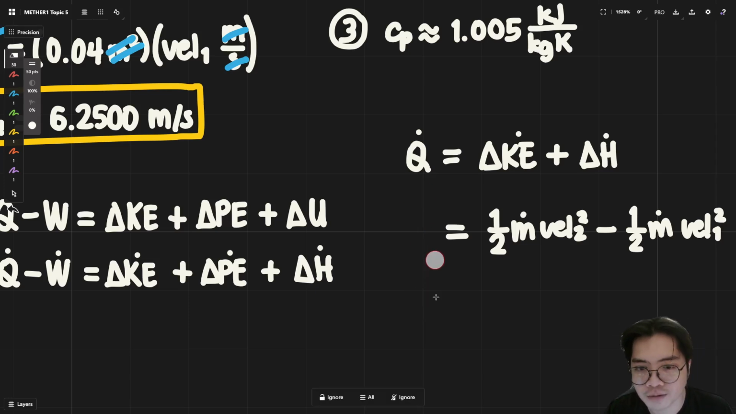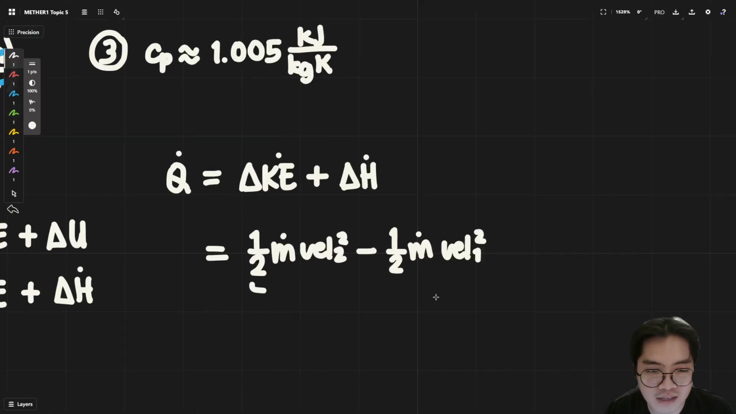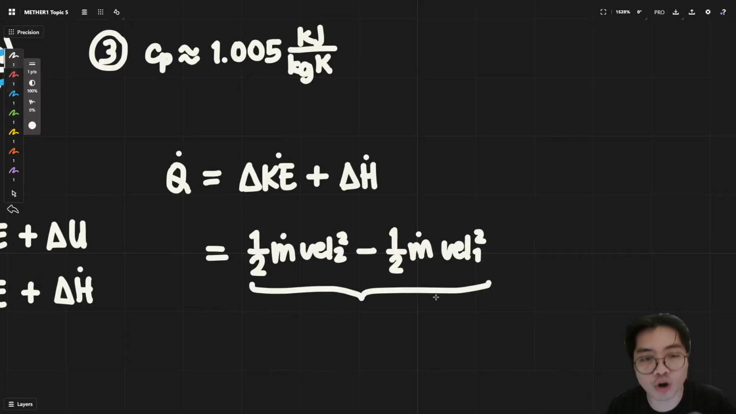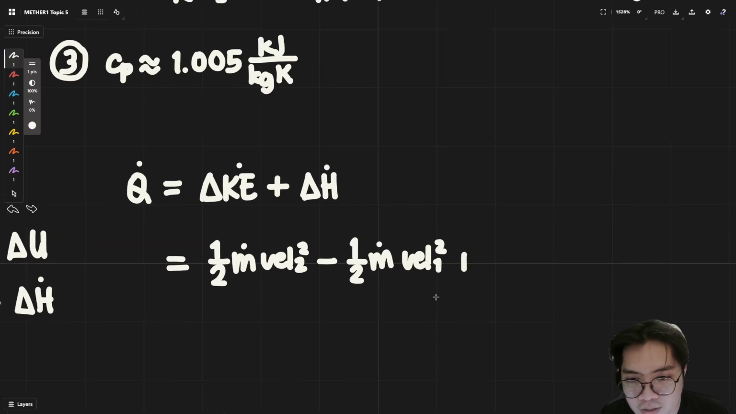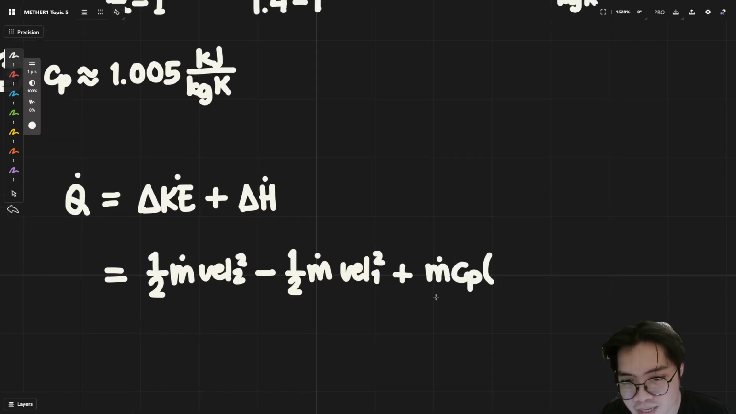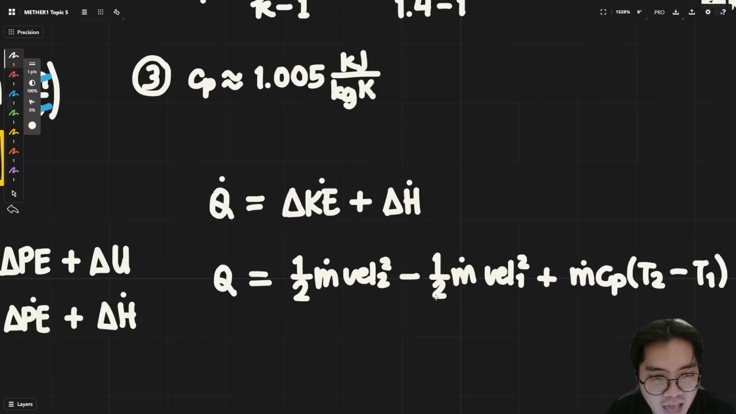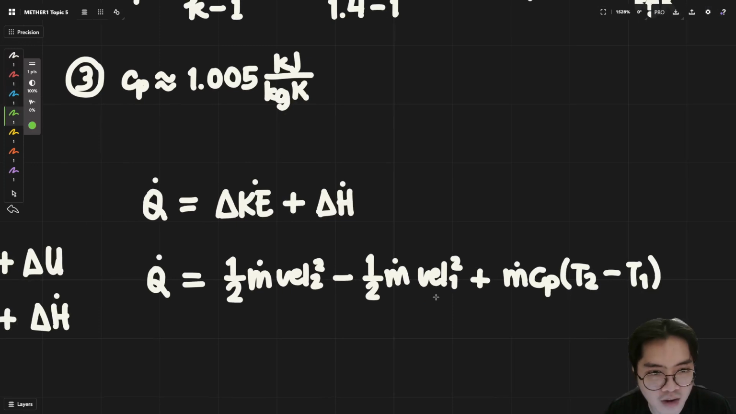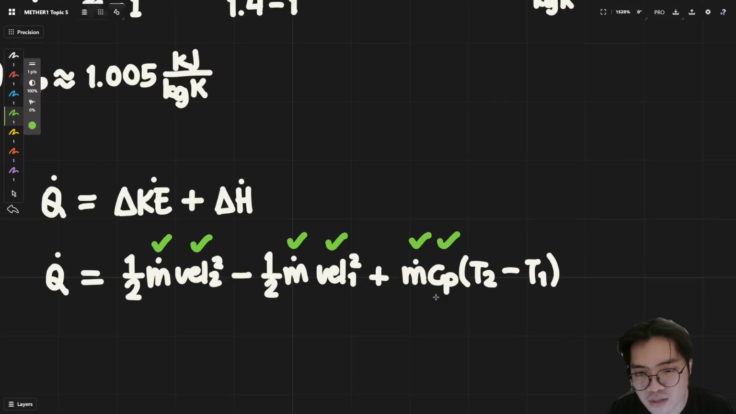Now, this is your rate of change of kinetic energy. This is not a change of kinetic energy, but the rate of change of the kinetic energy. And this next one will be m dot times Cp times T2 minus T1. Let's just tally everything, see if we have everything in here. We always have our m's, our vel2 and our vel1 are all good. You can see that everything is here. We can now solve for our Q.